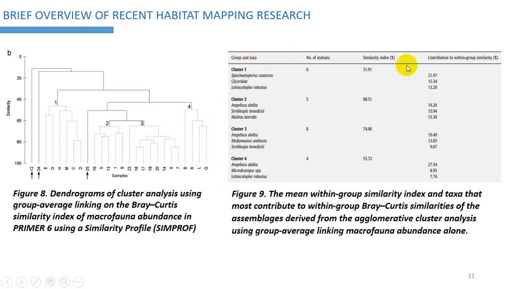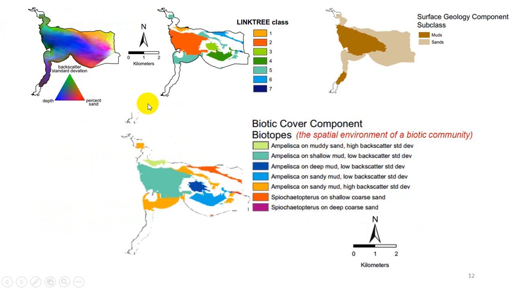And here, the table presents very detailed information on each group. With group one, you have the biotics information. Here is Spiochaetopterus. It's the name of an animal that lives on the seabed. So the table gives you very detailed information about the groups here.